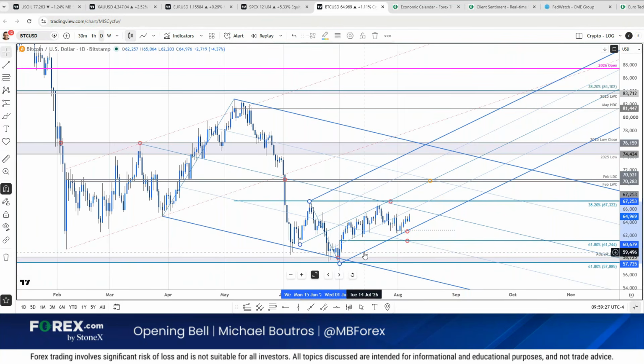We've been following this upslope ever since last month. It's been very clean at the median line, very clean at the 25% parallel. We clipped the lower parallel this week. So nothing changes, okay? We need to beat 67.322 to mark resumption of that multi-month uptrend.